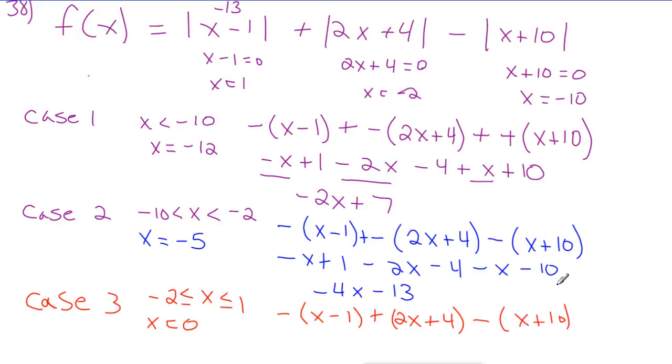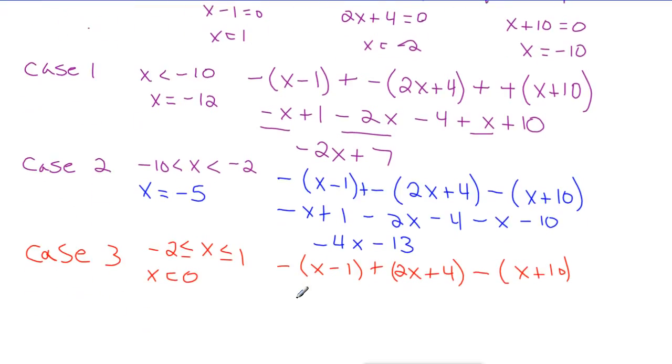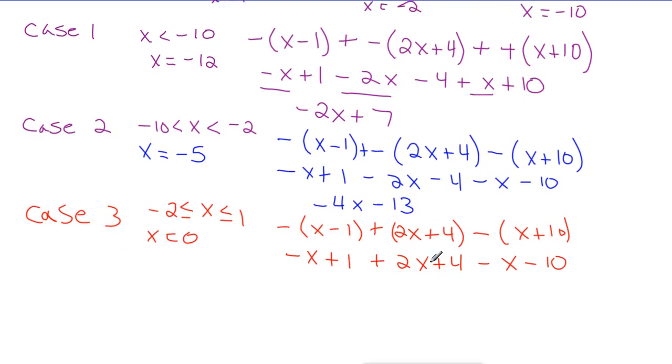So then we're going to go ahead and do this out. We'll get negative x plus 1 plus 2x plus 4 minus x minus 10. Now again, we're going to combine our like terms. Negative x plus 2x minus x, those all will reduce down to 0. 1 plus 4 is 5. 5 minus 10 is negative 5. So this is just negative 5.